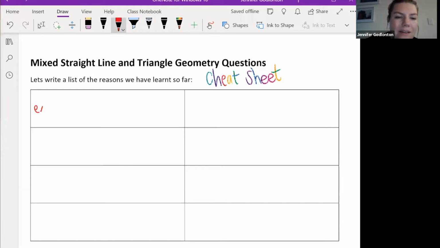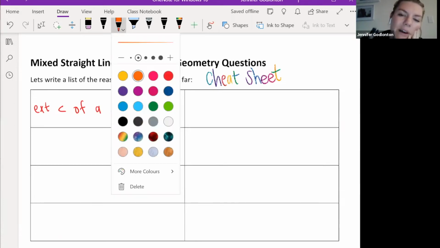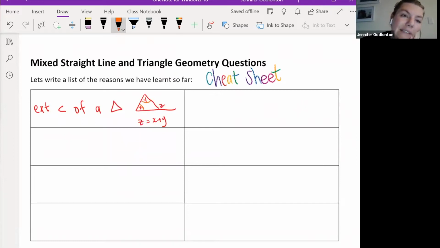Exterior angles in a triangle. Exterior angle of a triangle. Okay, good. How does that rule work? You take the exterior number and it equals whatever numbers are inside of the triangle. The opposite interior. Yes, exactly. So if that's X and Y and this is Z, then Z is going to equal X plus Y. So I'm just going to write something here to help you guys. These are our two opposite interior angles, and this is our exterior angle. Okay, nice job.